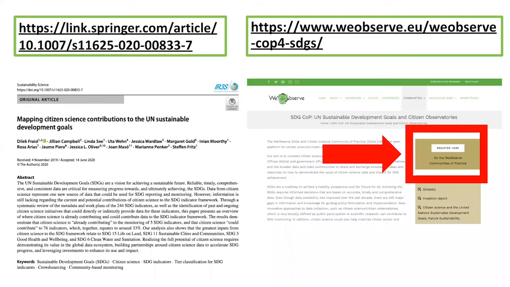We recently published a scientific paper in the journal Sustainability Science on our research. With this research, we aim to identify where and how exactly citizen science data could contribute to SDG monitoring. So I would like to talk about the findings of this research briefly today after I describe what we mean by the term citizen science. Next slide, please.